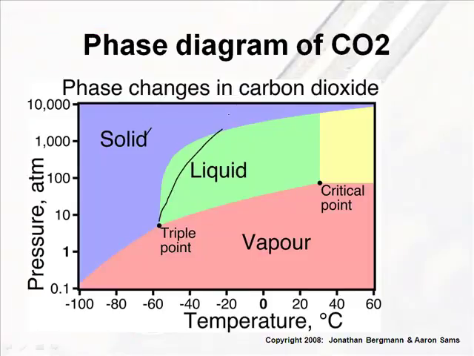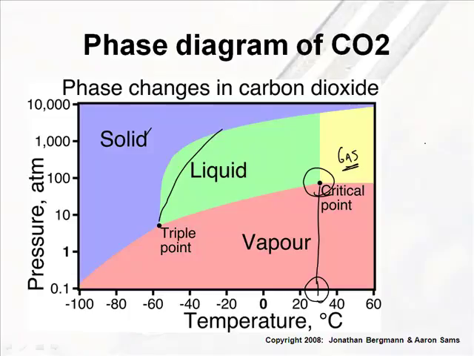What's the critical point? We have not talked about the critical point. If you get above the critical temperature, which for carbon dioxide is not very high, really, 30 degrees Celsius, then no matter how much pressure, it will always be a gas. It can never be anything but a gas.